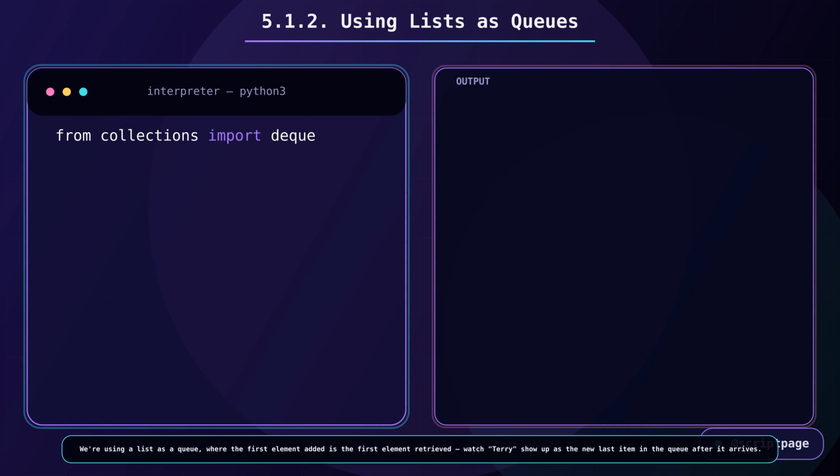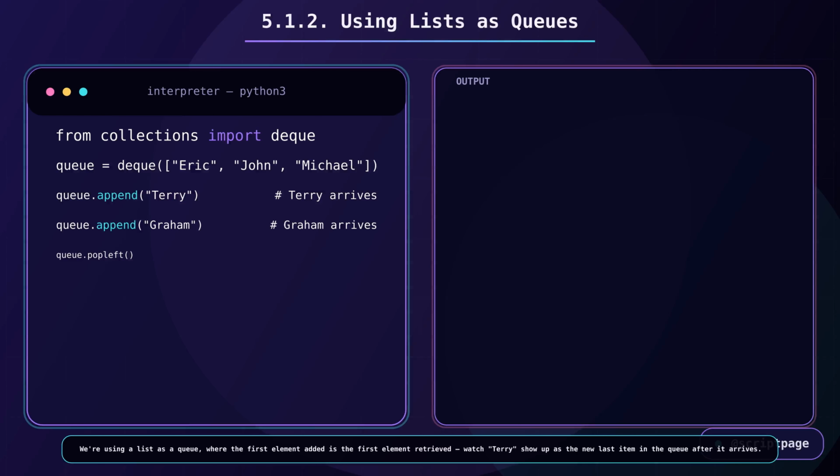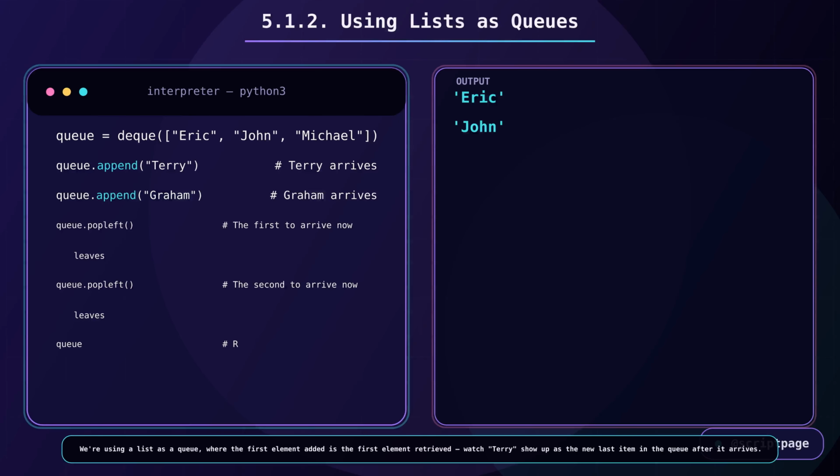We're using a list as a queue, where the first element added is the first element retrieved. Watch Terry show up as the new last item in the queue after it arrives.